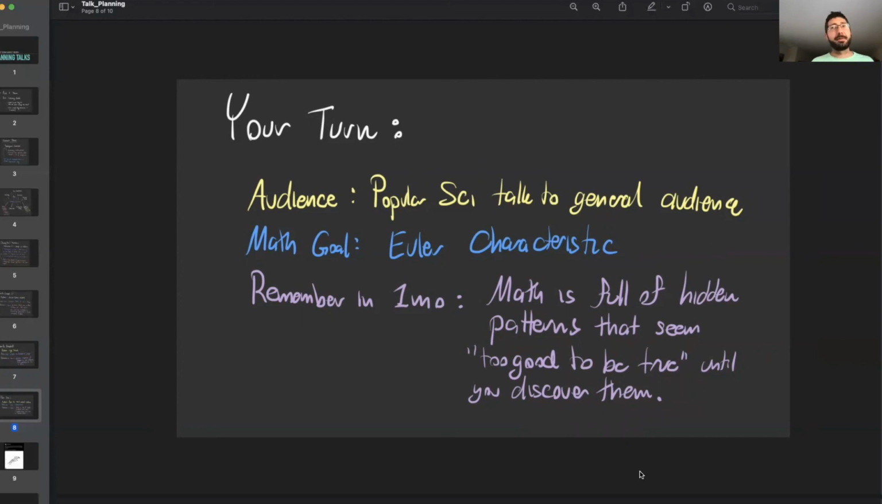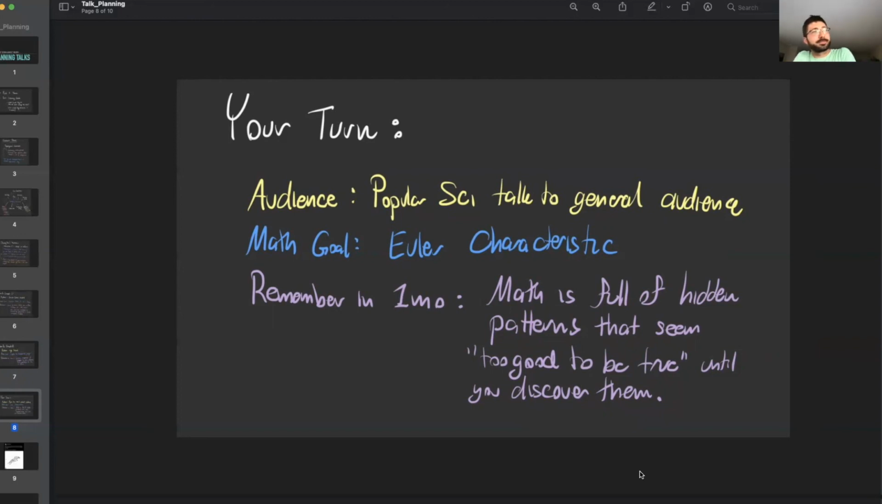I don't care if they remember how to compute the Euler characteristic. They're a bunch of adults with other jobs who might not care if they can actually compute that. But what I do want them to remember is that math is full of hidden patterns that almost seem too good to be true until you discover them and they look inevitable. That math is full of patterns. That's what I want them to remember.